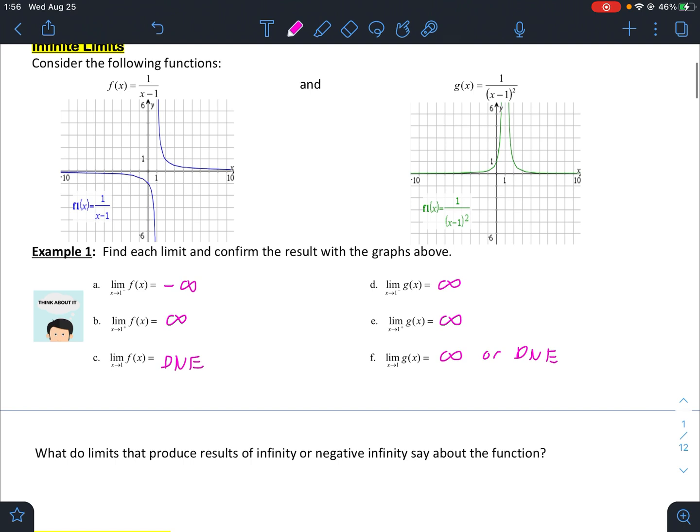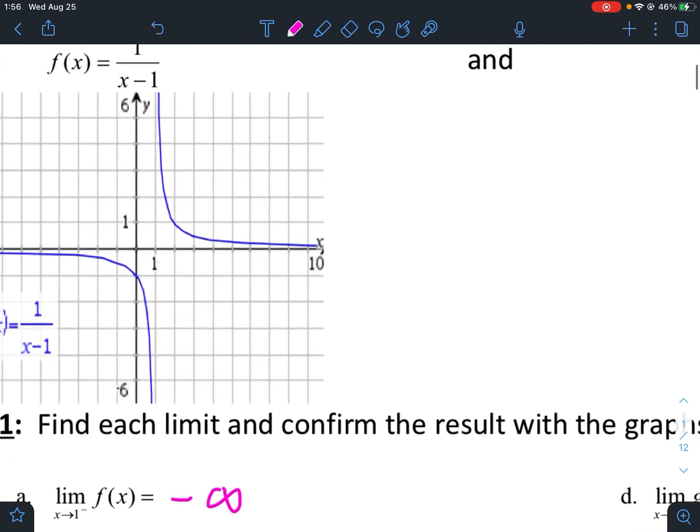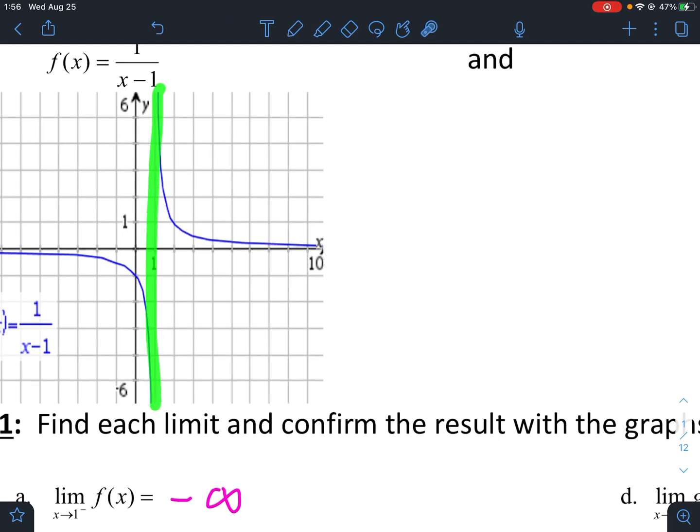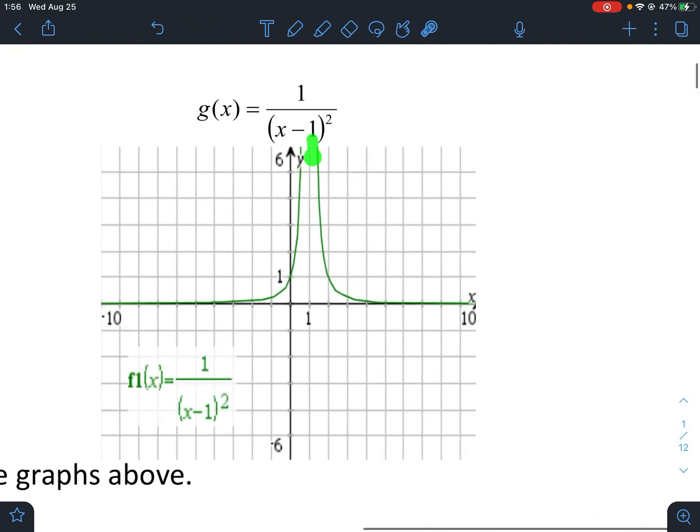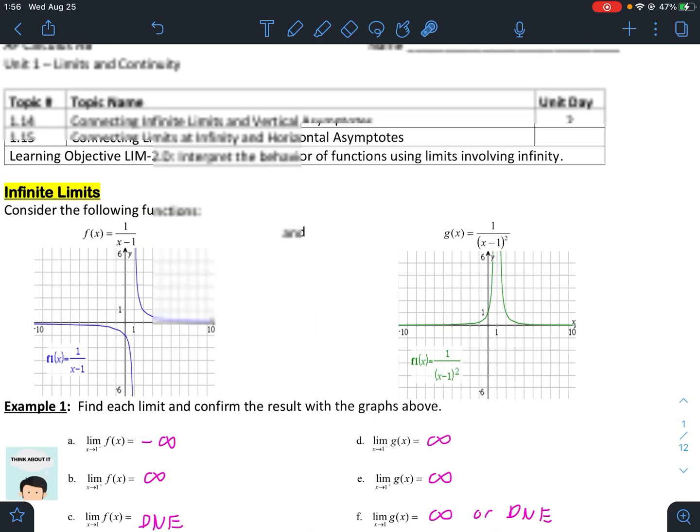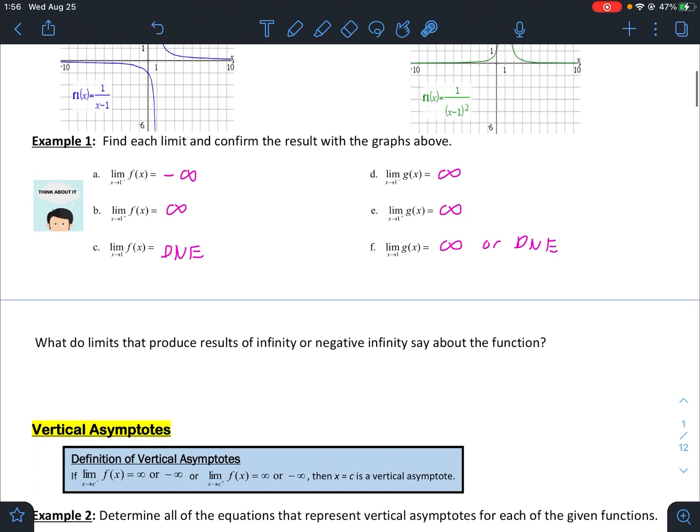All right, so going on here, what do limits that produce results of infinity or negative infinity say about the function? Well, let's go back to the graphs here. If we're going up to infinity or down to negative infinity at an x value, it should be pretty obvious that between those two pieces of the graph, we have what's called a vertical asymptote. So, limits that produce results of infinity or negative infinity tell us there's a vertical asymptote in the graph of the function.